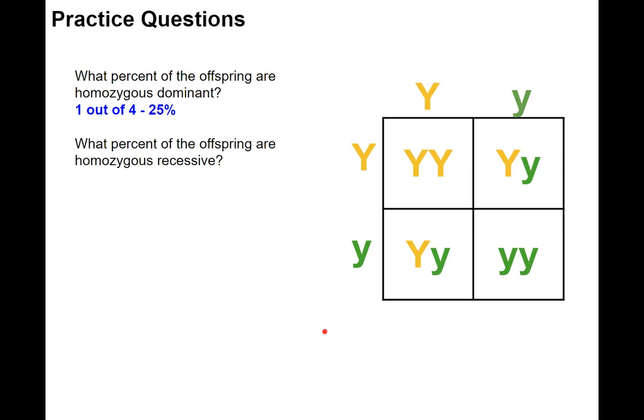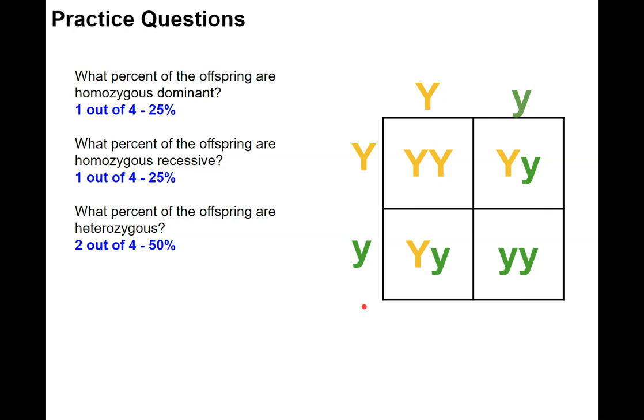How many are homozygous recessive? Homozygous, the same, recessive, little letter. That's this guy. So that's 1 out of 4. That's 25% also. Okay, and then what percent of the offspring are heterozygous? Heterozygous meaning different. 2 out of 4. So this one here and this one here, that's 50%.